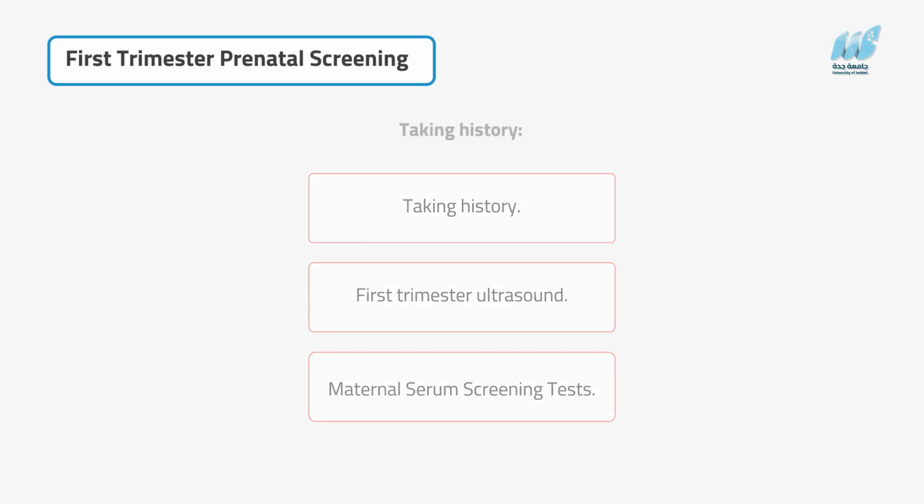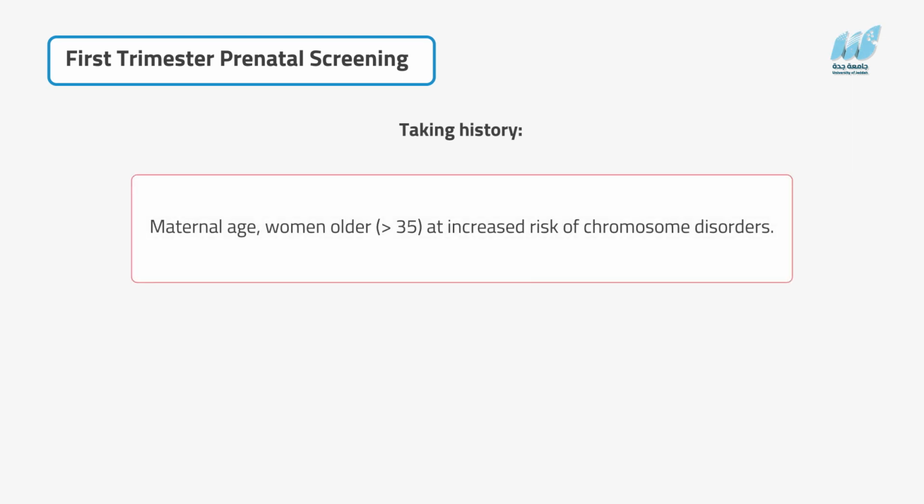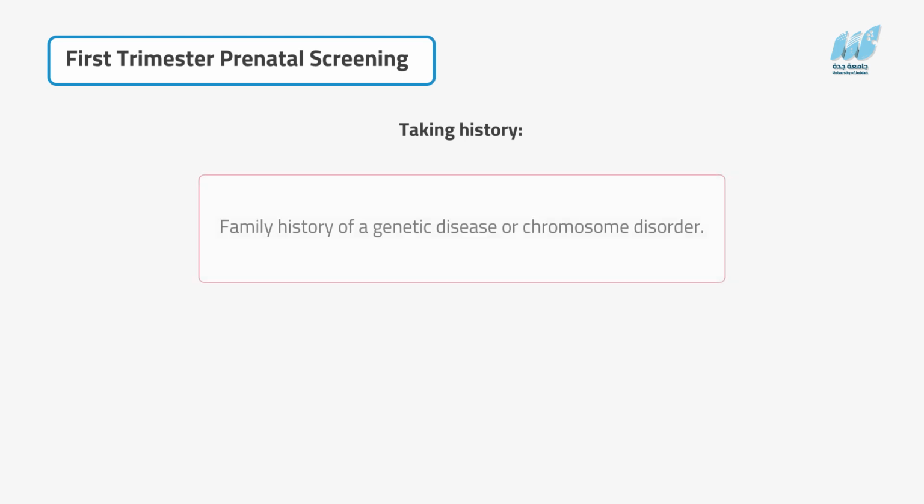In taking history, identify the maternal age. In women older than 35, there is an increased risk of chromosomal disorders. Taking a detailed history is essential. Ask about a previous pregnancy with malformations or genetic disorders, or if there is a family history of genetic diseases, malformation, intellectual disabilities, or handicap.